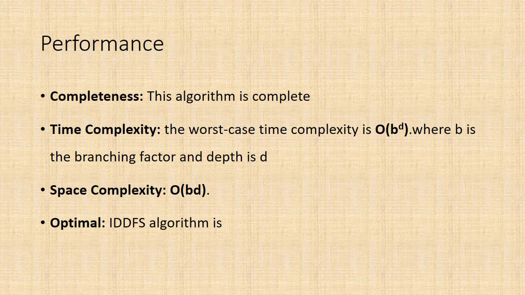The performance measures of iterative deepening depth-first search: this algorithm is complete if the branching factor is finite. Suppose b is the branching factor and depth is d, then the worst-case time complexity is O(b^d). The space complexity of iterative deepening depth-first search will be O(b×d). Iterative deepening depth-first search algorithm is optimal if path cost is a non-decreasing function of the depth of the node.